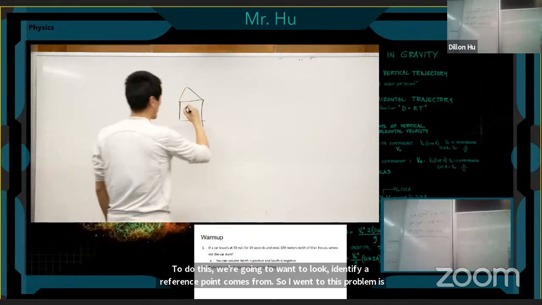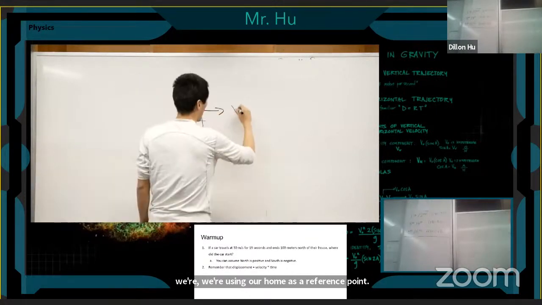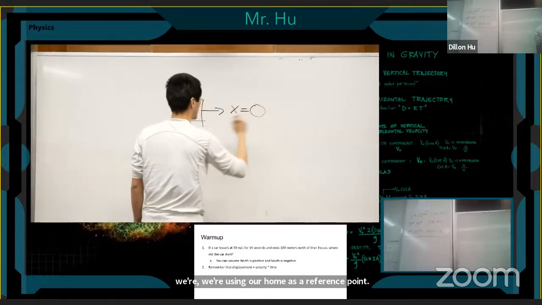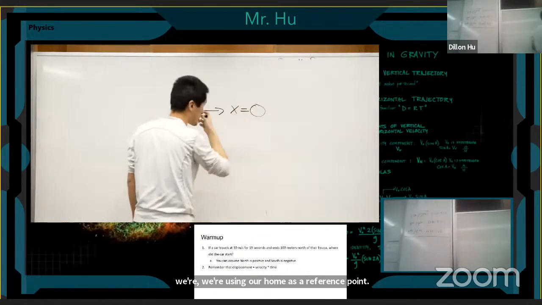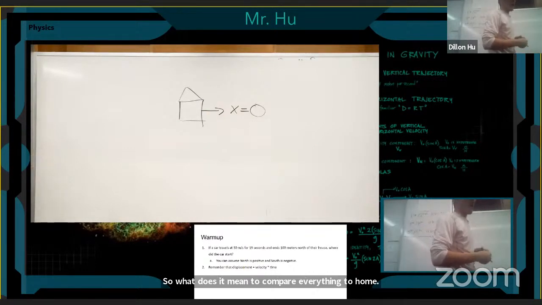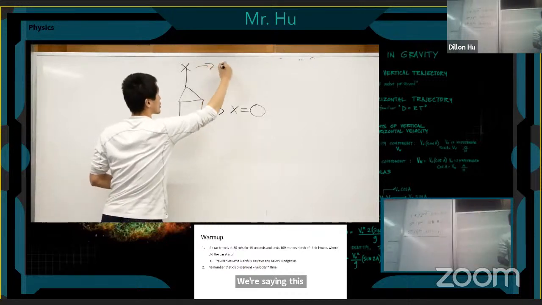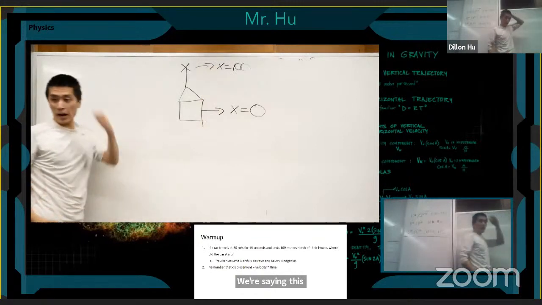So this is a reference point here, and we're setting this to be x is equal to 0. The reason why we're doing this is because this is our reference point, so we're comparing our position to here. And we ended 100 meters north. So we ended somewhere here, x marks the spot. Now at this particular position, our x is equal to 100. We want to figure out where we started.